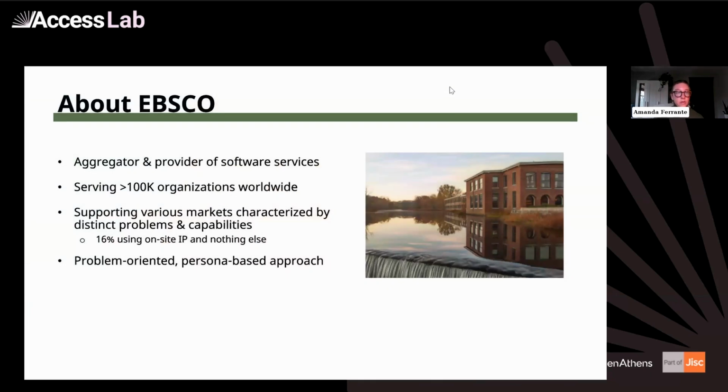So a little bit about EBSCO to contextualize what I'll share today. EBSCO is an aggregator of content. We are not a publisher, but we work with many publishers. And we provide access to e-resources and all sorts of functionality in a software platform. We currently serve over 100,000 organizations worldwide. That counts every library branch within systems and consortia.